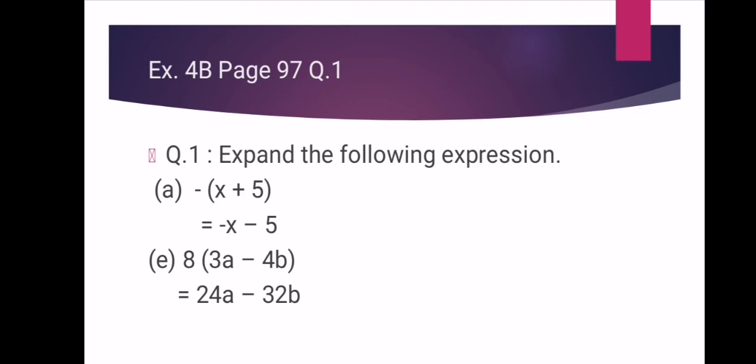Now if you look at part E, 8 is there outside the bracket, and within the bracket we got an algebraic expression 3a minus 4b, and we have to apply here once again the distributive law, according to which the number outside the bracket is to be multiplied by both the terms inside the bracket. So 8 times 3a is going to be 24a, and then 8 is to be multiplied with the second term also, so minus 32b, because 8 fours are 32. So this is the expanded form of this given expression.